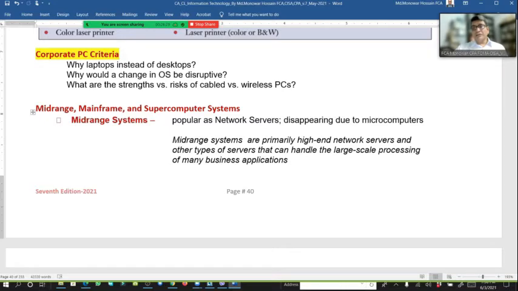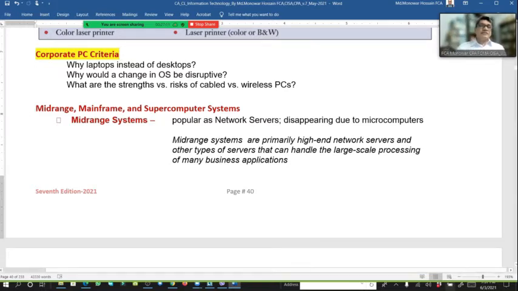Because a laptop is movable. We can take it from one station to another, keep it at our side, and use it in a different spot, space, or position. But a desktop should be fixed within a space. That's why a laptop is much more usable than a desktop. And why should a change of OS, that means operating system, be disruptive? What are the strengths versus risks of cabled versus wireless PCs, etc.